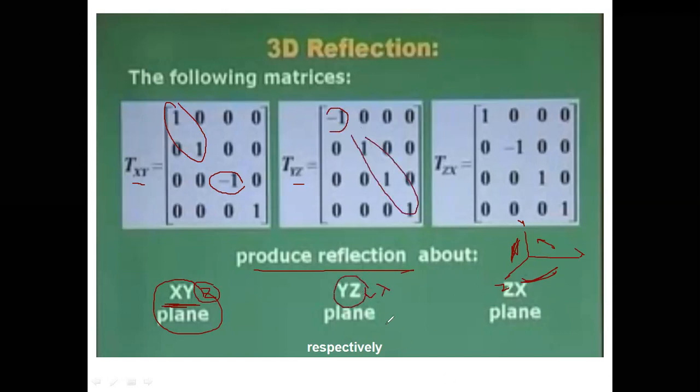This can be easily checked with the help of an example. When we are reflecting an object about the zx plane, y is missing, so y is negative over here. The rest of the values are positive. So this will be easy for you to do the reflection about the xy plane, yz plane, and zx plane.